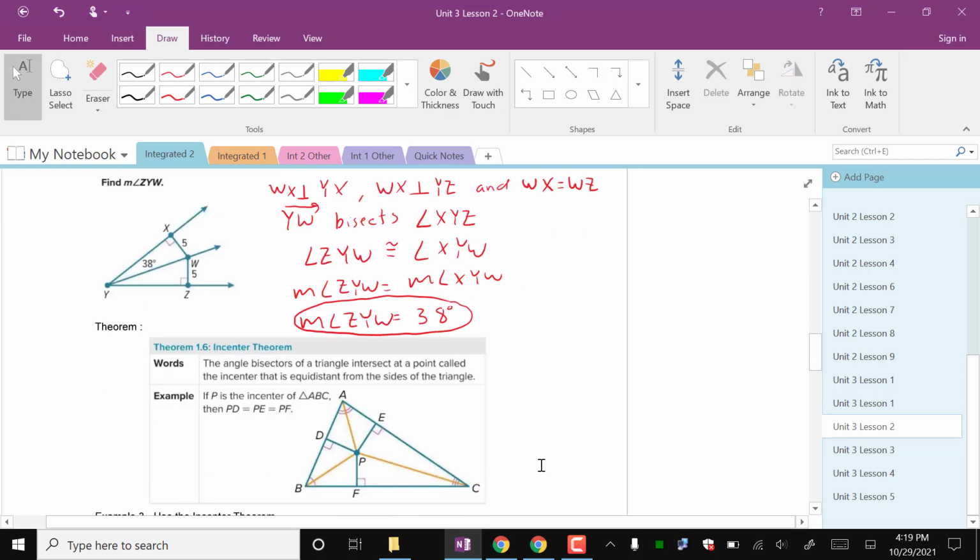So we have another theorem. We have Theorem 1.6, Incenter Theorem. The angle bisectors of a triangle intersect at a point called the incenter that is equal distance from the sides of the triangle. So we have point P is the incenter of this triangle, and it is equal distance from the sides of the triangle.